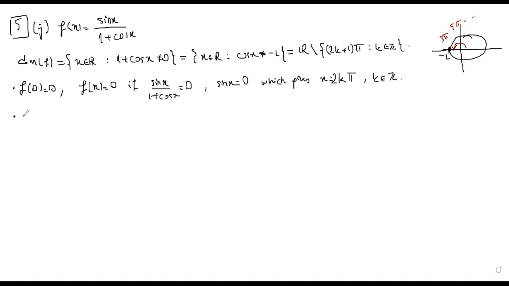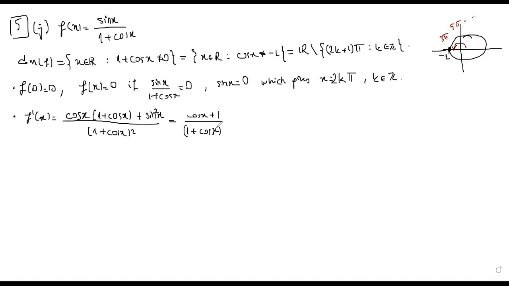All right, now what else? We need to find f prime and equalize it to 0. So the first one's derivative is cosine x times the second one, minus the first one times the second one's derivative, which is minus sine x. So we get plus sine squared x there, right, over this one's square, cosine x squared, which is cosine x plus 1 over 1 plus cosine x squared.